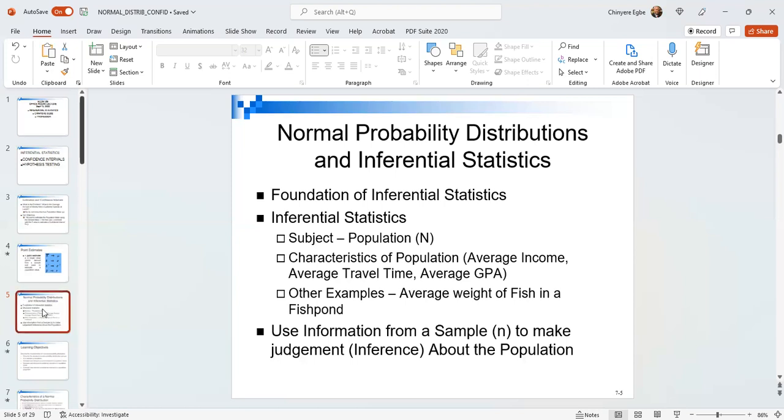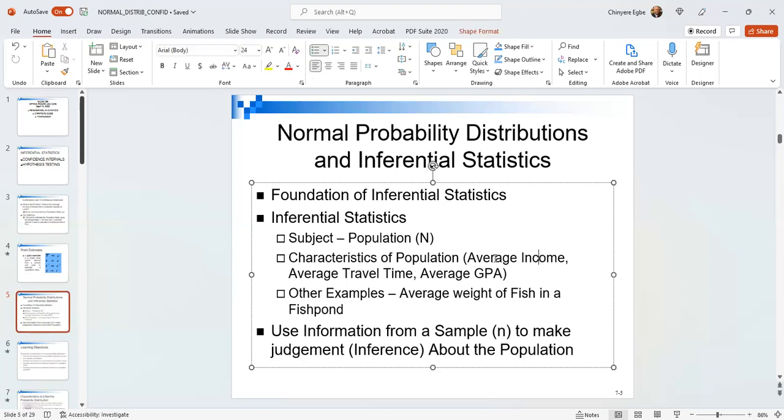Now, in inferential statistics, as we said earlier, our subject is the population. We want to find out the characteristics of the population. It could be average income, average travel time, average GPA, average amount spent, average weight of fish in a fish pond. We use information from a sample n to make a judgment about the population. And the population is N, like big N.